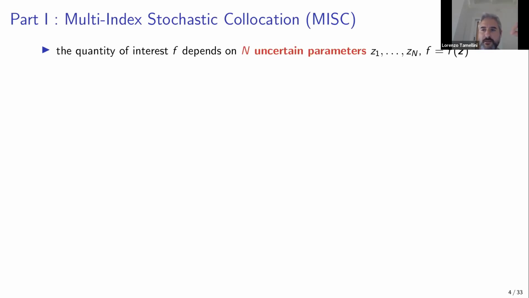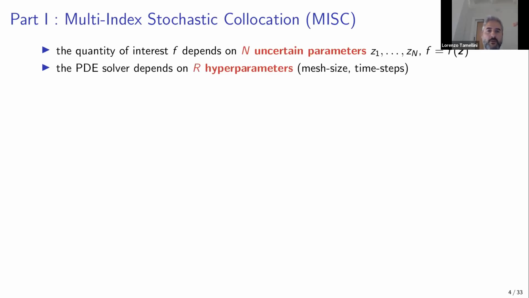We only know the dependence of F through evaluating the solver of the ODE or PDE. And now, for MISC, it is crucial to assume that the PDE depends on a bunch of hyperparameters. Throughout the talk, I use R as the number of hyperparameters. As I said, the hyperparameters might be mesh sizes, and there can be more than one mesh size.